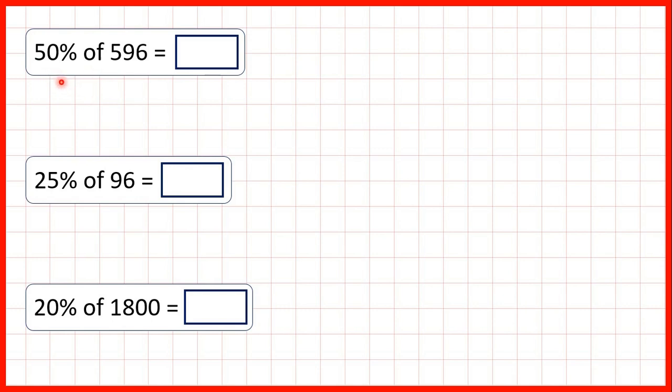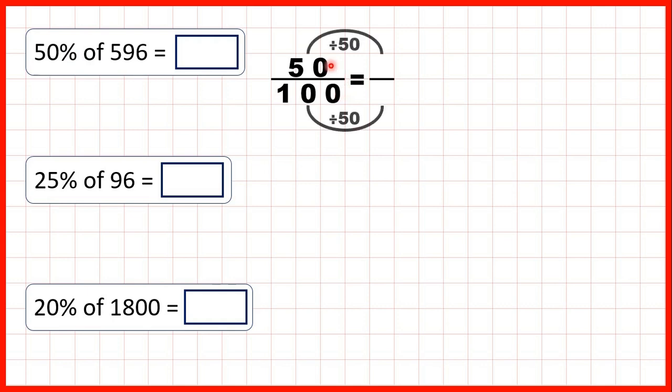So how could we work out 50% of 596? Remember, a percentage is a fraction with a denominator of 100, but if we simplify 50 hundredths by dividing both the numerator and the denominator by the highest common factor, we get 1/2. So we can find 50% of 596 by dividing by 2.